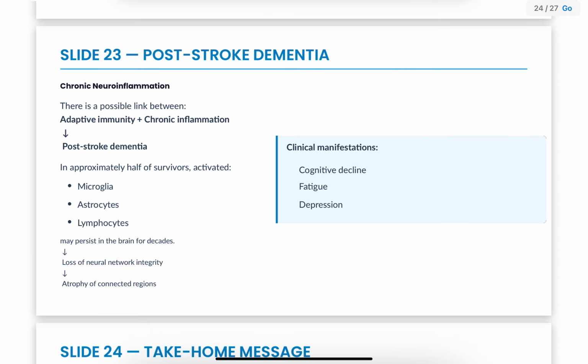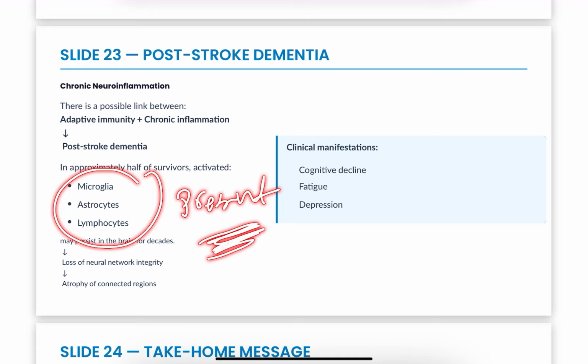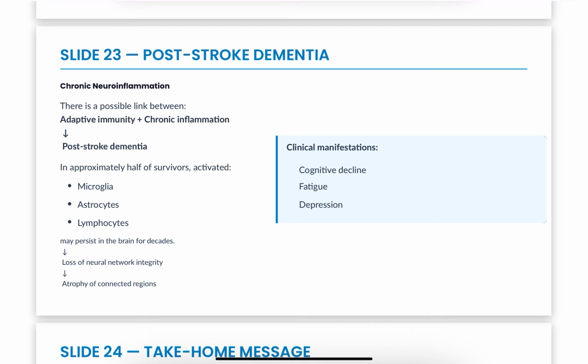Let's talk about the post-stroke dementia. So it's also another long-term complication. There is a growing relationship between what? Between chronic inflammation, adaptive immunity, and long-term cognitive decline after stroke. It's been researched actually. So they've seen that in some patients, activated microglia and astrocytes and lymphocytes can actually remain present in the brain for a very long period, even decades after the stroke. Can you imagine? Even after the stroke resolved, they can stay.